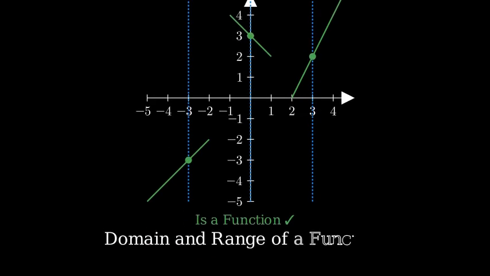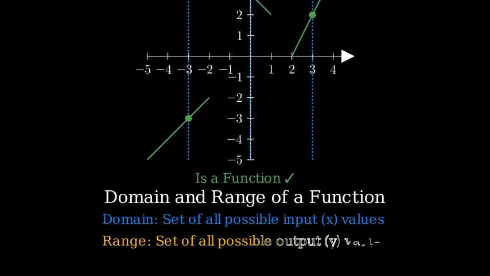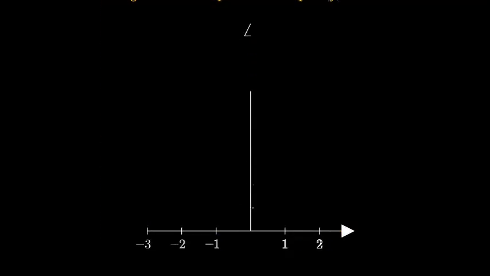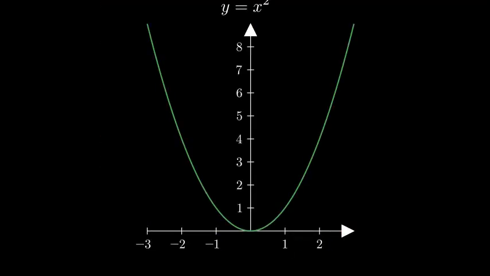Now, let's discuss how to find the domain and range of a function. For a function, the domain is the set of all possible input values, and the range is the set of all possible output values. Let's look at this graph of a parabola, y = x^2.